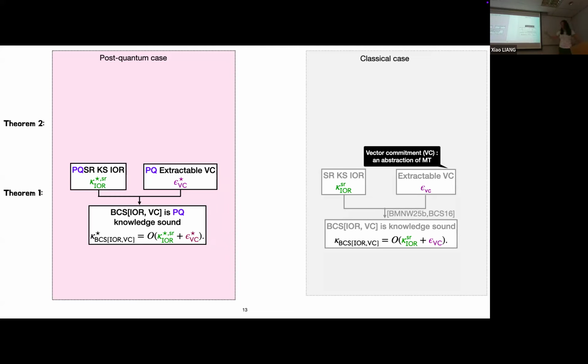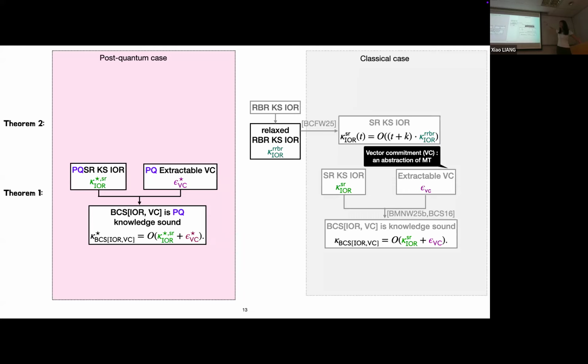these new notions make sense because of the next two theorems. In the classical case, we know that state restoration knowledge soundness of the IOR is implied by the round-by-round knowledge soundness, and actually it's implied by the weaker variant: T plus K times the round-by-round soundness. T is the query complexity, K is the round complexity of the IOR.